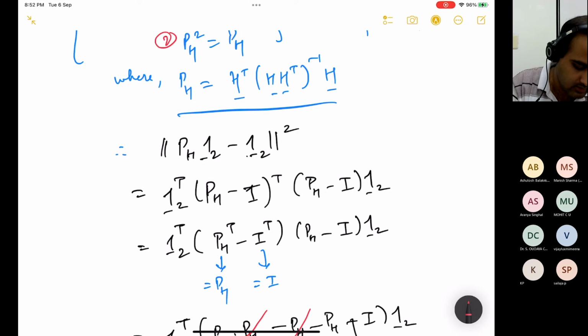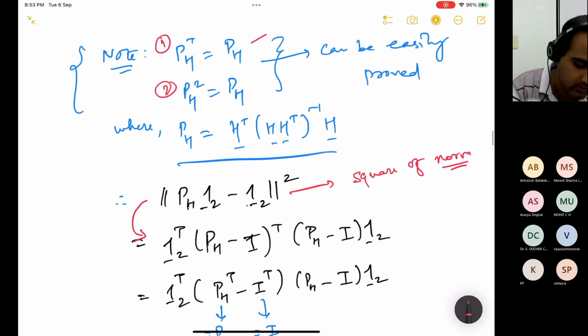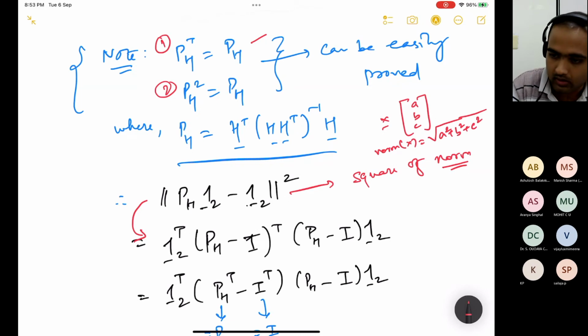then this is a norm square, right? This is the square of the norm. What is norm? If you have a vector, say x is a, b, c, then norm of x is under root a square plus b square plus c square, right? And norm of x squared is a square plus b square plus c square, right? So this is the square of the norm.